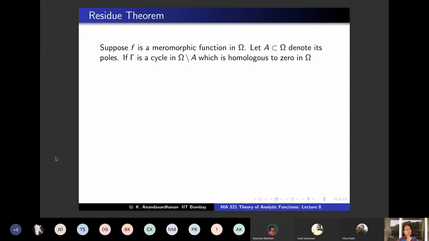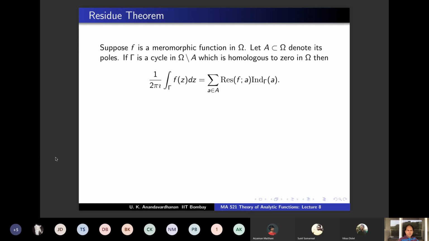My residue theorem is going to be a corollary to Cauchy's theorem, the global Cauchy's theorem. So we will manufacture a function and apply global Cauchy theorem. That will be the proof of the residue theorem. So in order to do that, assume it is homologous to 0 in omega. And then the result is: 1 by 2 pi i times the integral over gamma of f(z) dz is the sum over the set of poles of the residue of f at A times the index of A with respect to gamma.